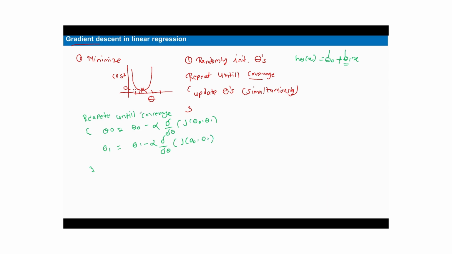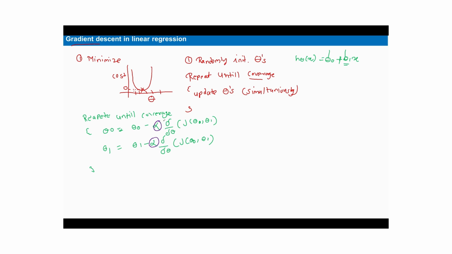So now, if you can see, there are some new terms here. The first thing is this alpha. This alpha is nothing but our learning rate. This alpha will decide how big a step it will take toward the global minimum.